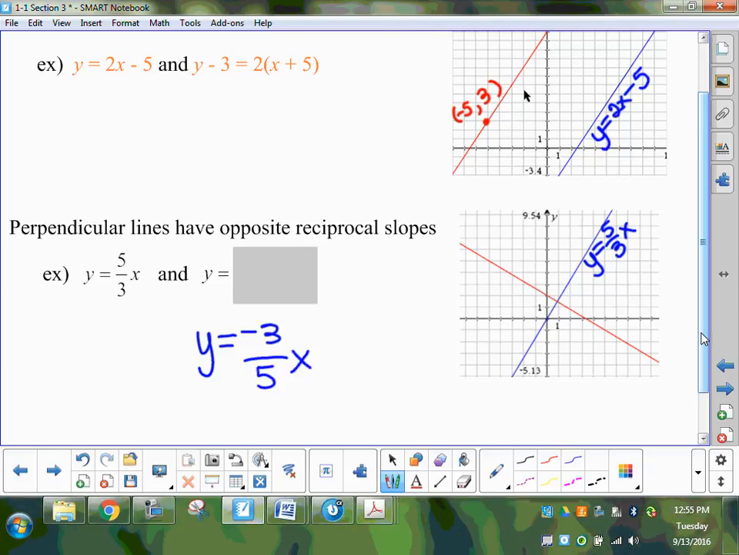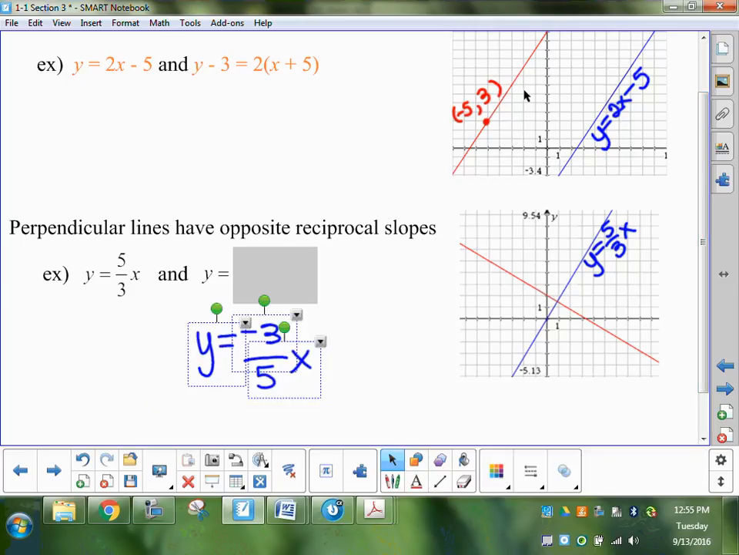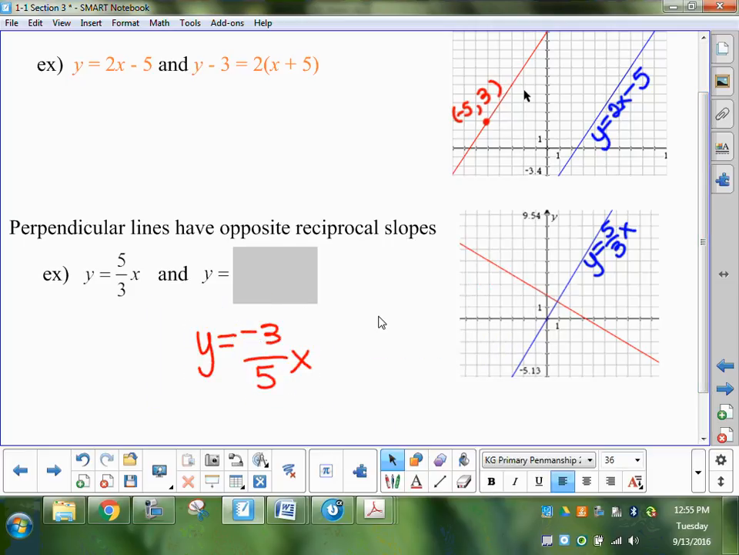What else can I fill in about this equation? Because right now, that's not the equation of the red line. You can tell me what the equation of the red line is missing. We got one person. The y-intercept. What is the y-intercept? 2. There you go.